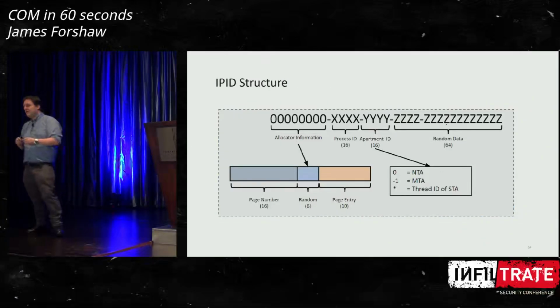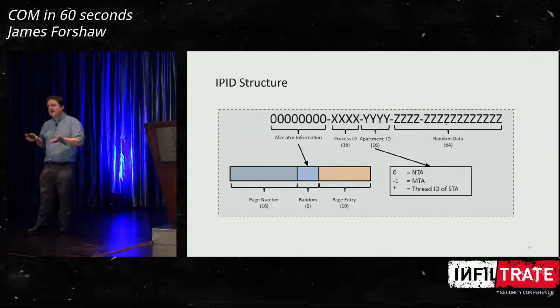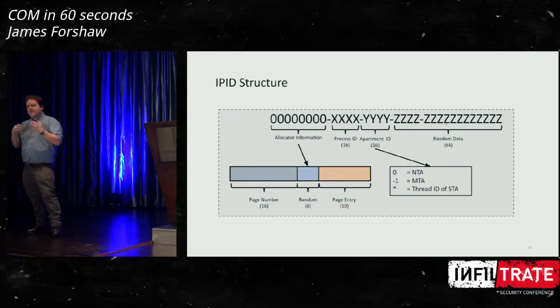Fortunately, COM is generous enough to provide us a little way in to work out where that COM server is residing. You can do this using the interface pointer ID, the IPID. You'd think the IPID, being a GUID, would just be a completely randomly generated number. And it kind of is, in part. But COM fills in numerous other pieces of information, and probably the most important one for our purposes is the process ID. The process ID is the process ID of the COM server which hosts the implementation of that object.